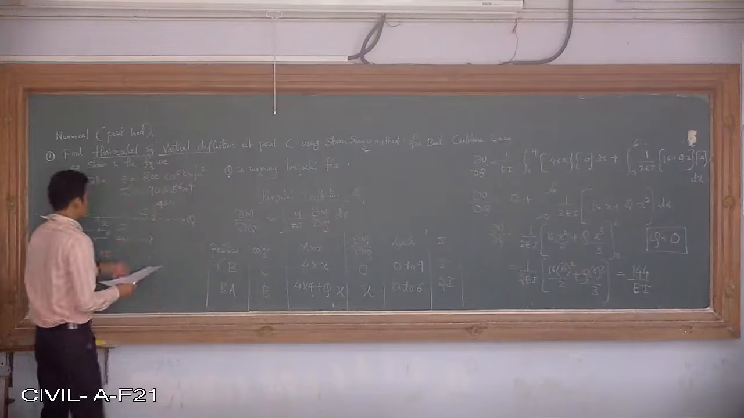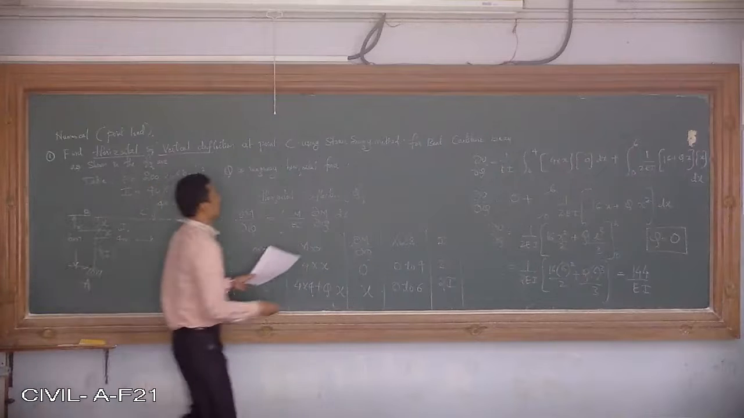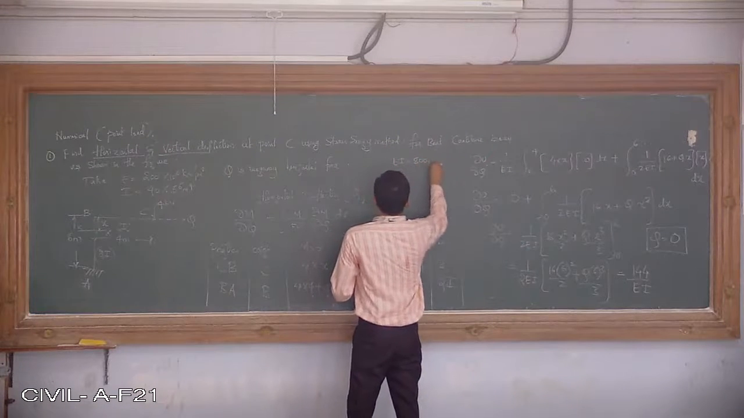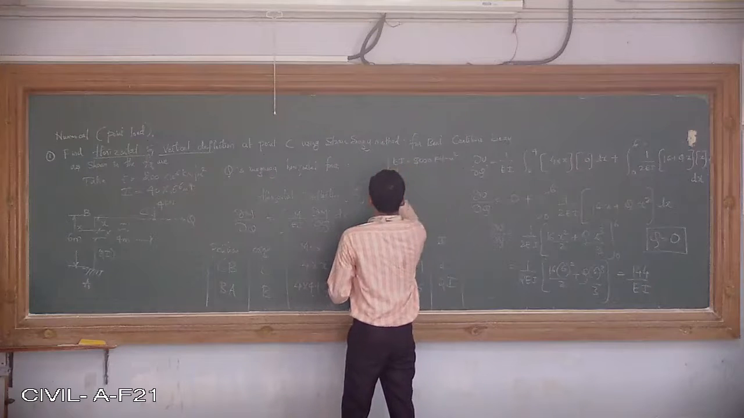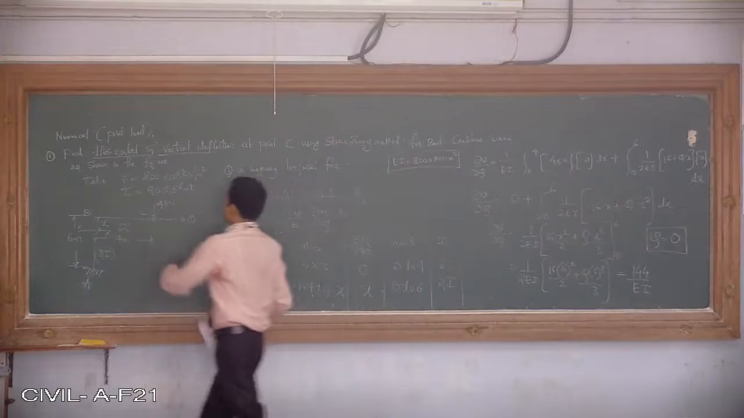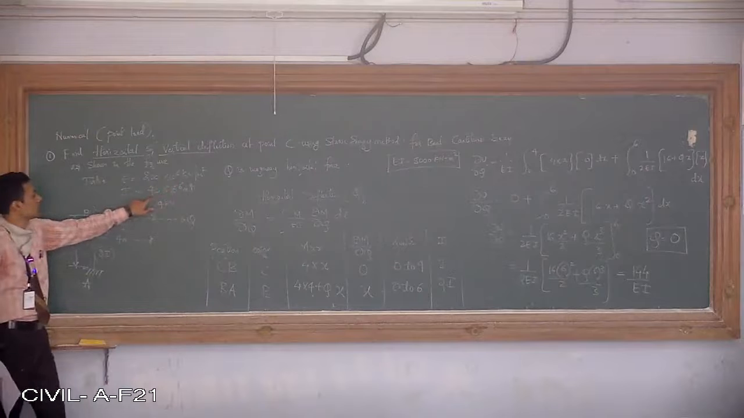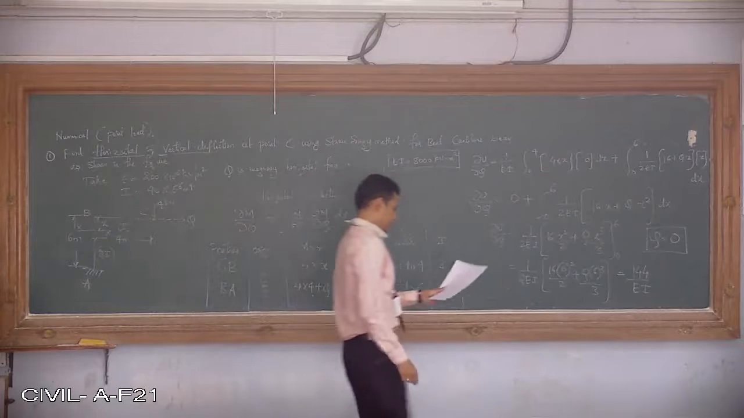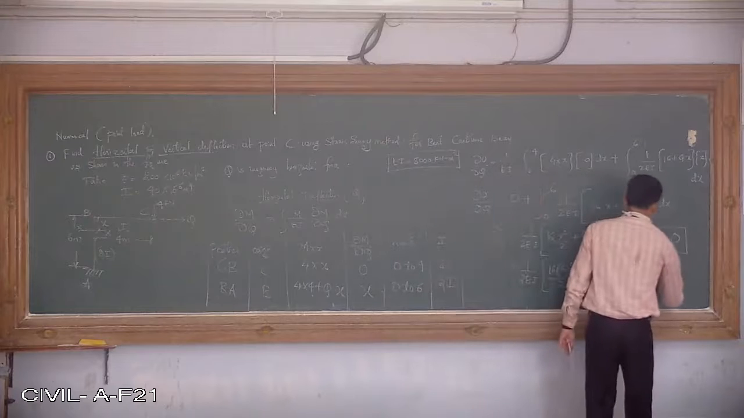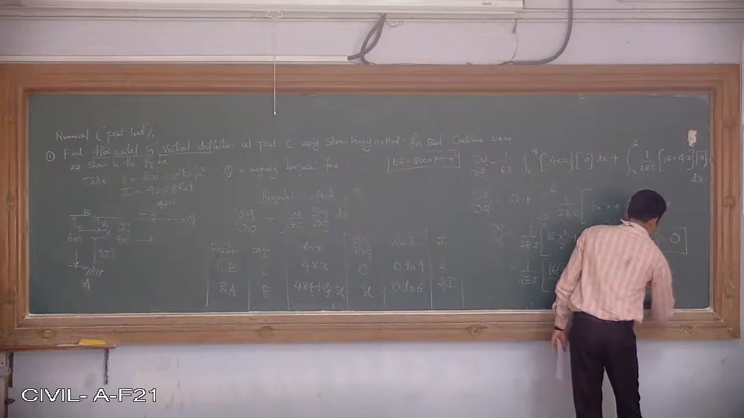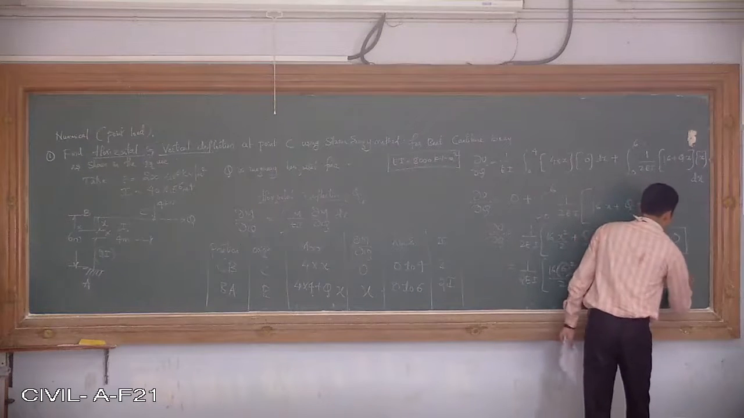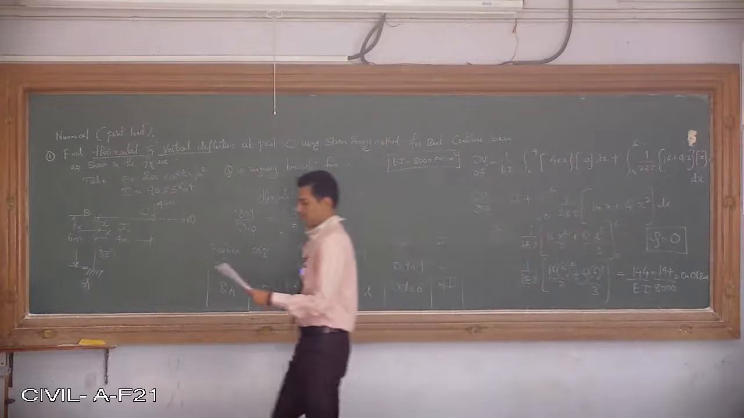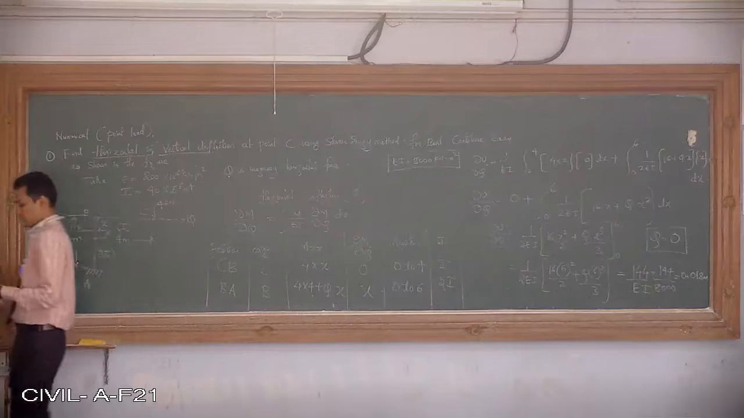Now multiply E into I. If you multiply 200 into 10 power 6 by 40 into 10 power minus 6, it will be 8000 kilonewton meter square. Clear? So I'll divide 144 by 8000, which will be 0.018 meters. So this is the horizontal deflection.